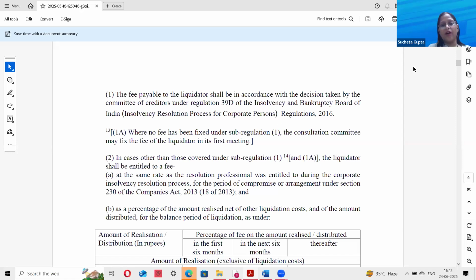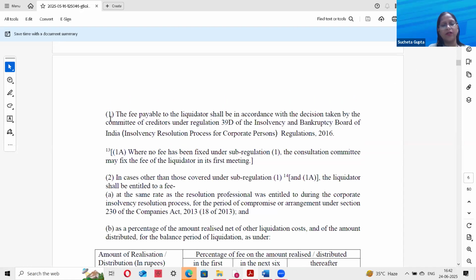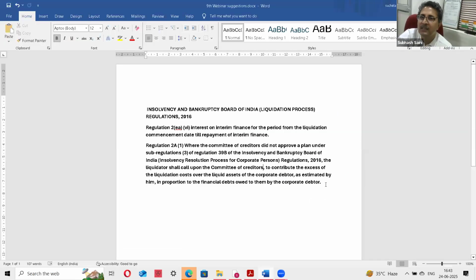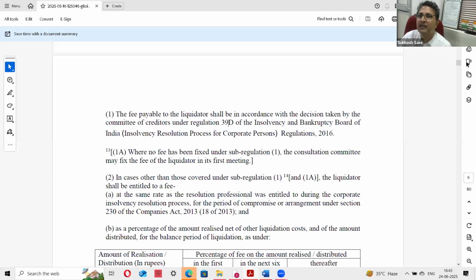Now I think here they have also mentioned the fee payable to the liquidator shall be in accordance with the decision taken by the COC as per the CIRP regulation. So if your fees were fixed at the time of the meeting of the COCs in the CIRP process, even if you have taken the handover from the other IRP, I think this regulation will be applicable and you can file your petition before the NCLT. However, if you want to suggest something in the regulation, you can provide it.